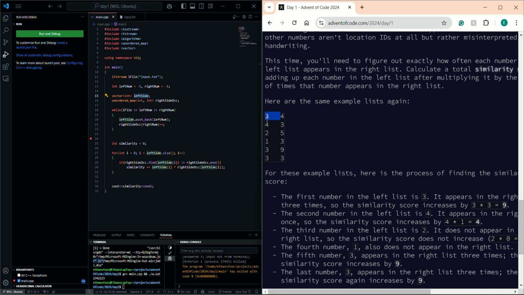So we're going through this one, right? 3. So if right side occurrence the 3, we're trying to find the 3. If it's in the map, this won't equal right side dot end, right? So that means it's in the map. So we'll do similarity plus equals left side, so 3, and right side occurrence, so how many times is it there? 1, 2, 3, so 3 times 3 is 9. 4 right here. So we try to find it. Is it in the map? It is. And how many times is it occurring? 1. So it's gonna do 4 times 1, it's gonna add to similarity. 2 though, it's not in the right side. So therefore it's not gonna be in the map. So this if statement won't be true. So that means it will return dot end.